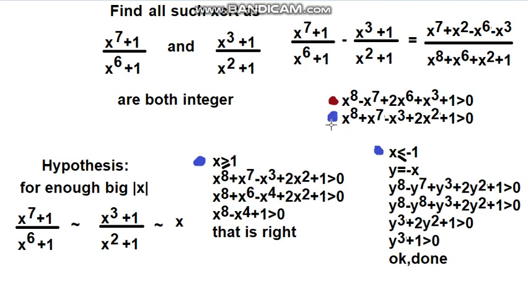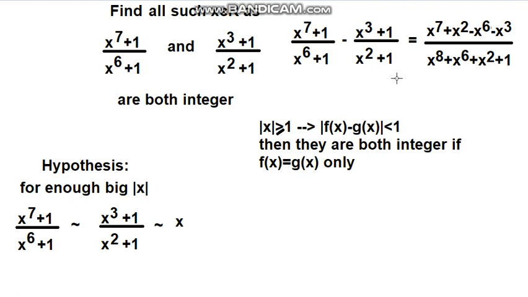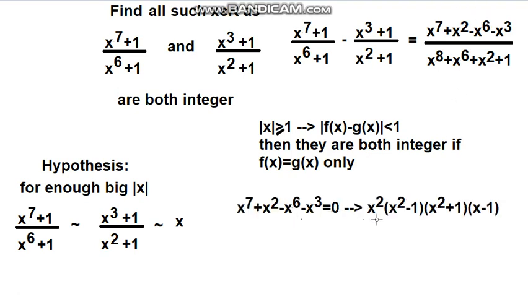Okay, just write for x values whose absolute value is bigger than or equal to 1. So, if the absolute value of x is bigger than or equal to 1, then the difference between the two functions is less than 1. Then they are both integer only if f of x equals g of x. It means the same, but it means that this expression just goes to 0, which is really nothing difficult, and gives us a few possible roots. We'll check them a bit later.